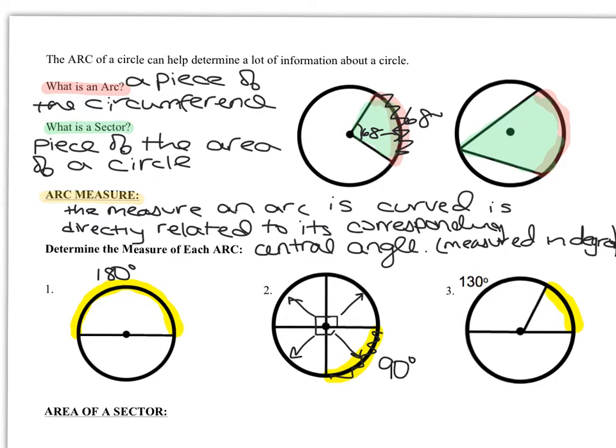Go ahead and pause this video and try the next one on your own, and then unpause it so you can check your answer. If I look at this one, this arc is 130 degrees, and I know this whole arc is 180 because it's half the circle. So I would do 180 minus 130, and I would get 50 degrees. Hopefully you're all okay with finding arc measure.